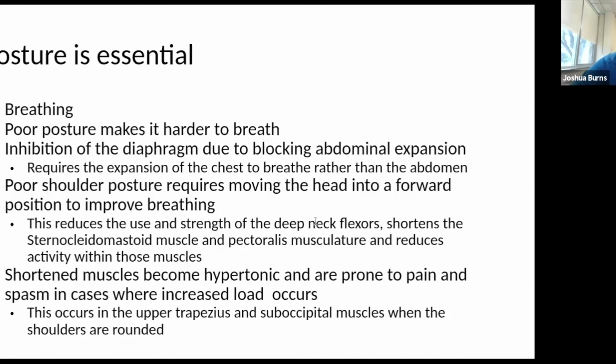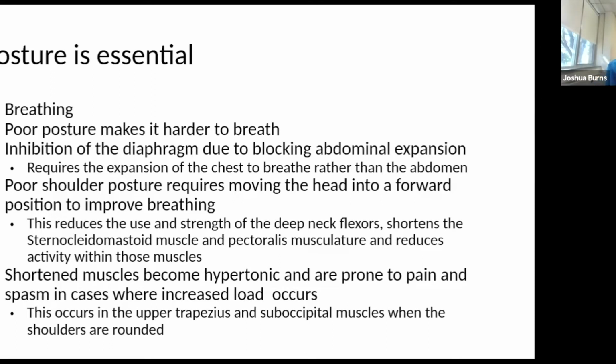Poor shoulder posture is also going to result in that forward head carriage. We want to make sure we roll our shoulders back, and we want to maintain neutral head posture as we're doing our breath practice. We want to reduce the use of the deep neck flexors, the sternocleidomastoid muscle, which really runs right here and is one of the tighter muscles that we find in patients. Pectoralis musculature up here gets contracted because it's constantly short and constantly activated. And then we want to reduce the activity of those muscles.